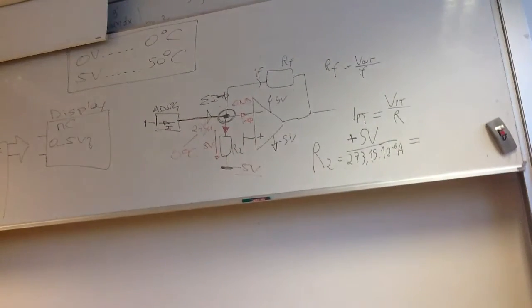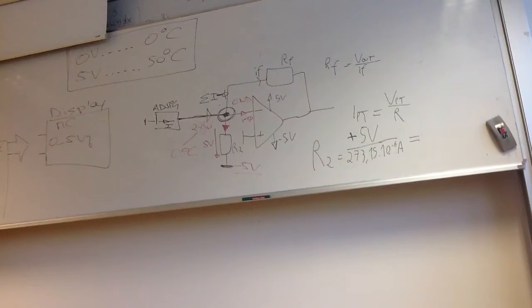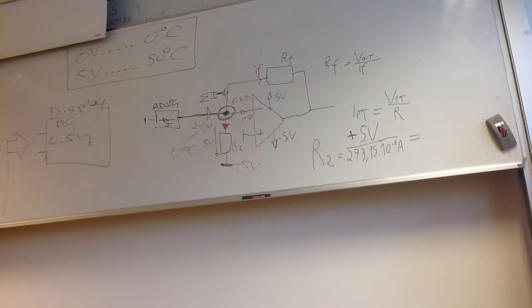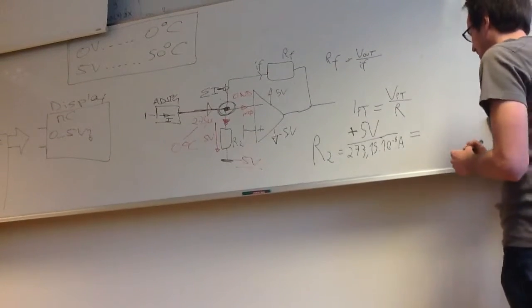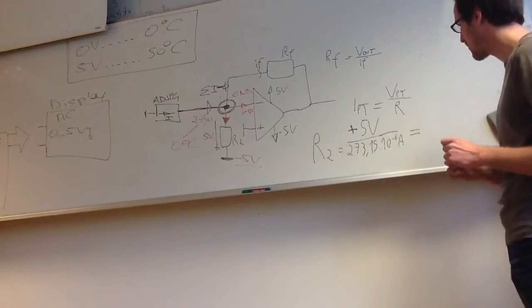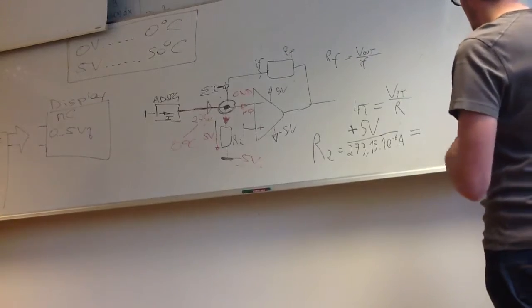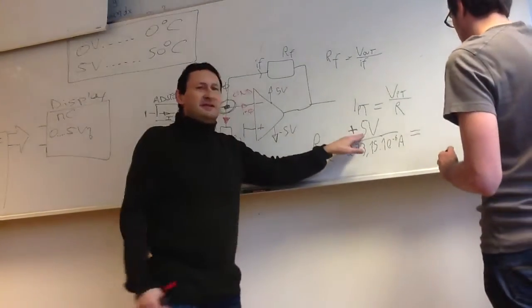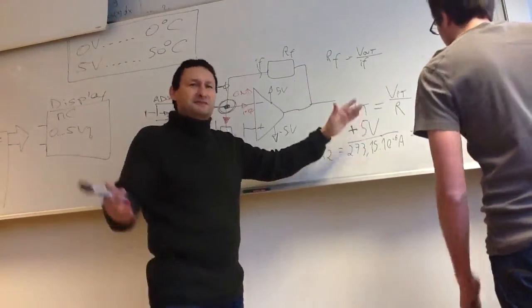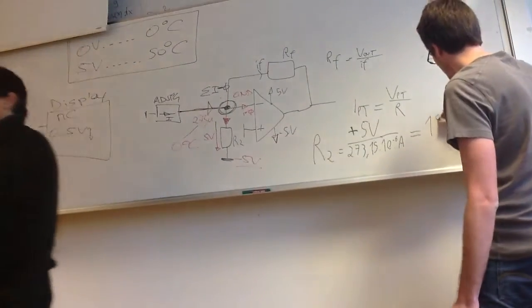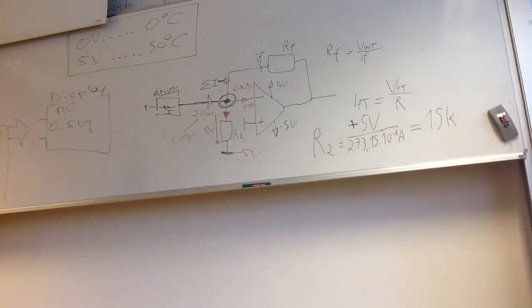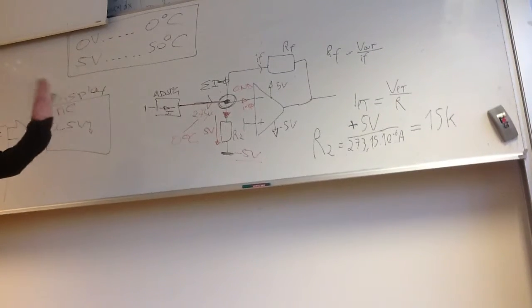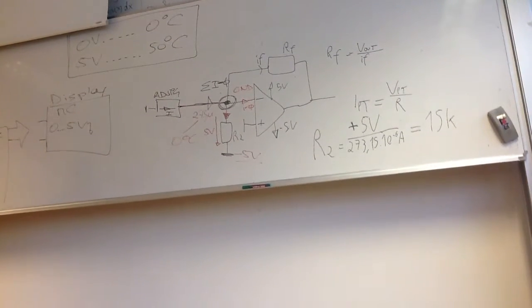But you can just make an assumption. What is 5 volts over 200 or 300 microamps? Let's guess. So 1 volt over 300 microamps is roughly 3K. And 5 times 3K, this you can do: 15. It's 15K. Somewhere around. It's 18.3K. But if we take 15K at the exam, it's okay.